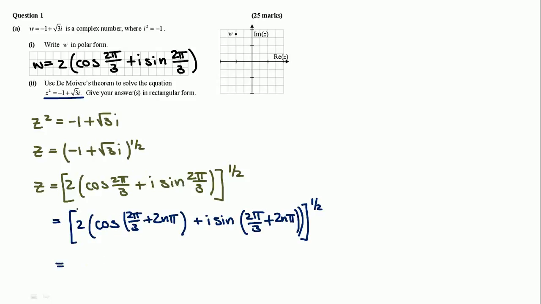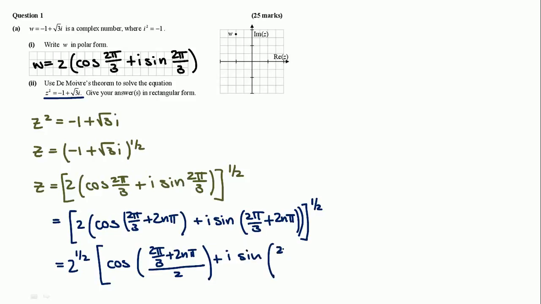So again, de Moivre's theorem tells us we apply the power to the 2, so that's going to be 2 to the power of a half. And we multiply that half by the argument. So we're going to have cosine of 2 pi over 3 plus 2n pi, and that's divided by 2 because we're multiplying all of it by a half, plus i sine of 2 pi over 3 plus 2n pi, again everything divided by 2.